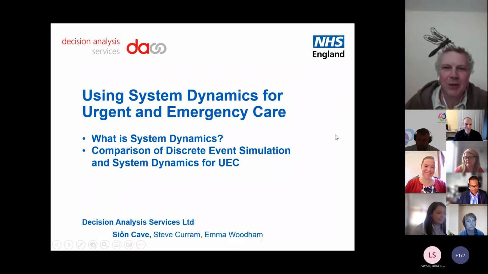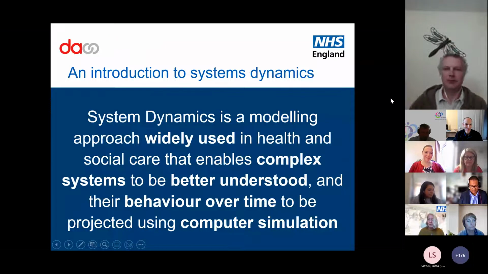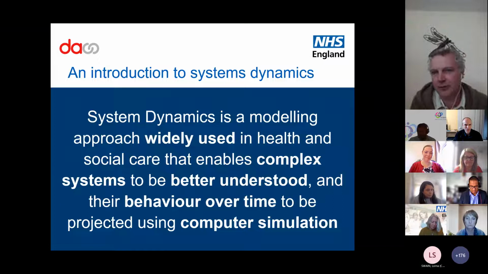Thank you so much. Okay, so the question we've all got at the moment is, what is system dynamics? Well, we consider it to be a modelling approach that's widely used in health and social care that enables complex systems to be better understood and the behaviour over time to be projected using computer simulation.